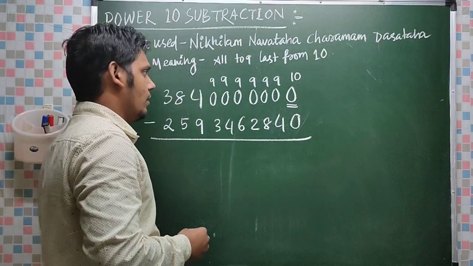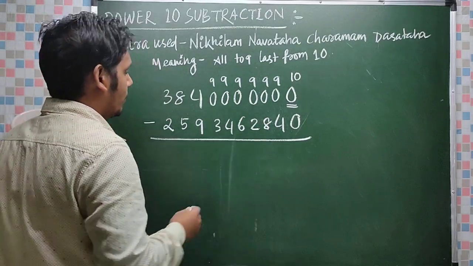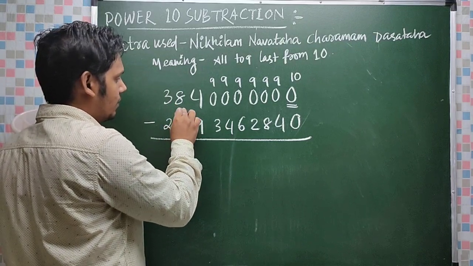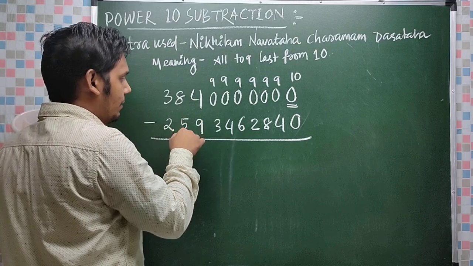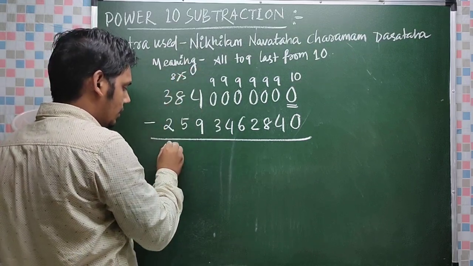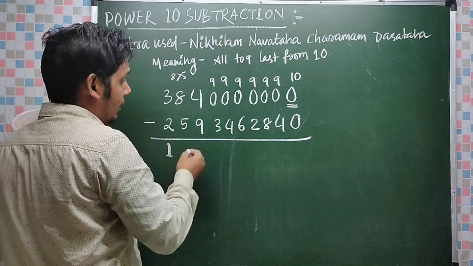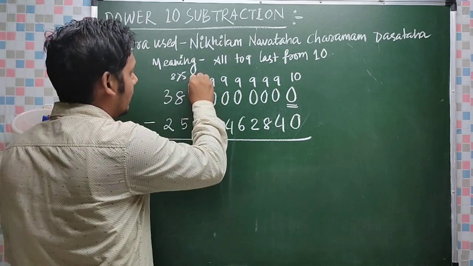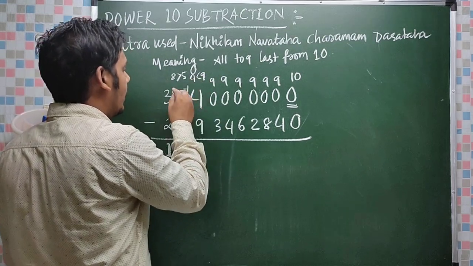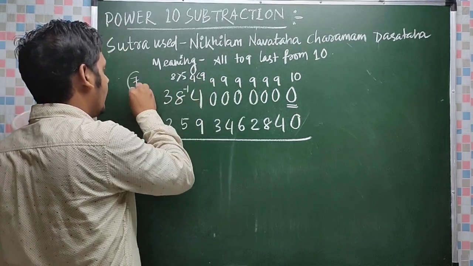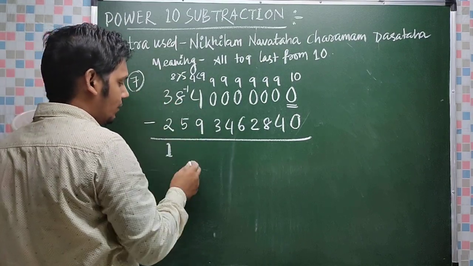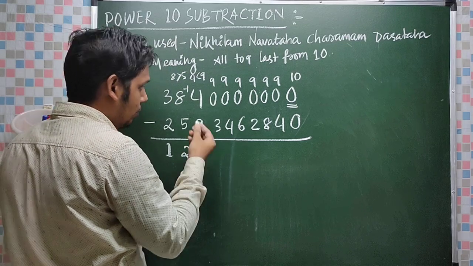Now we do the subtraction, but before that we first check: 3 minus 2 is possible, and at the next place, 8 minus 5, 8 is greater than 5. So 3 minus 2 is 1. Now 4 minus 9, 4 is less than 9, not possible. So what we have to do, 8 will be decreased by 1. 8 minus 1, that means we have 7. 7 minus 5 is 2.